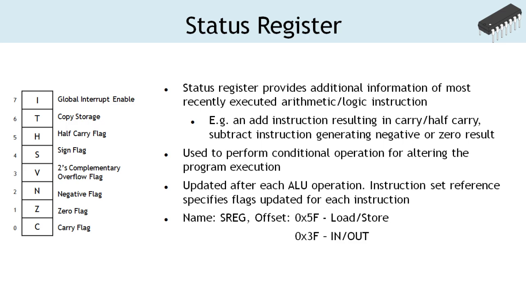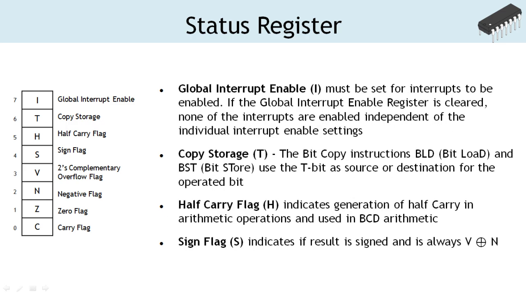The status register is updated after each instruction execution. The instruction set reference defines the flags affected for each instruction. The status register is referred as SREG in program for better readability. The address offset of 0x5f is used with load store instruction, and 0x3f must be used when SREG is manipulated using in and out instructions. Now, let us look into the various flags in the status register.